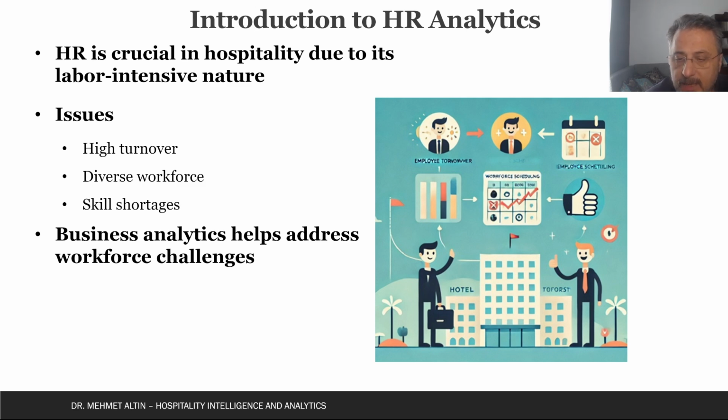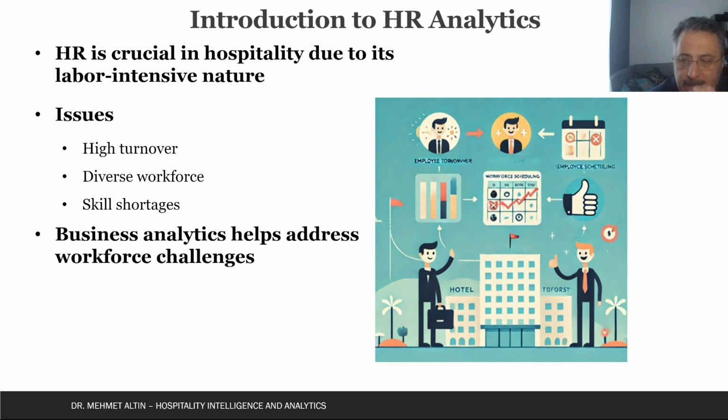Another defining characteristic of the hospitality and tourism business is a highly diverse workforce. Employees often come from different cultural backgrounds, nationalities, and languages. While diversity can be a strength, bringing fresh perspectives and enriching workplace culture, on the other hand, it presents challenges, for example in communication, team cohesion, and management. HR analytics might be able to help by understanding workforce demographics, measuring inclusion efforts, and ensuring that workplace policies support a diverse work environment.